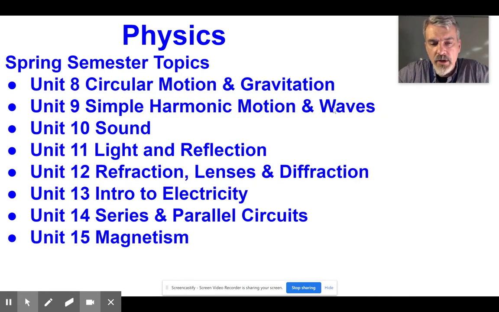As we then transition to the second semester, we finish up with motion, gravity, including orbits, then get into oscillating motion, which sets us up to introduce waves, which is a nice transition into sound waves, light waves, mirrors and reflection, optics, refraction, and then we finish out the year with electricity, circuits, and magnetism.